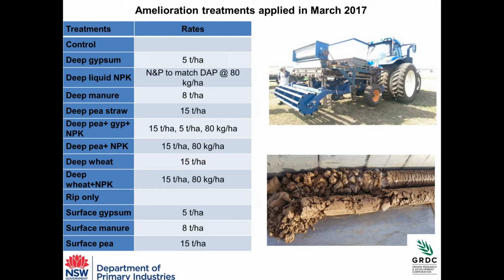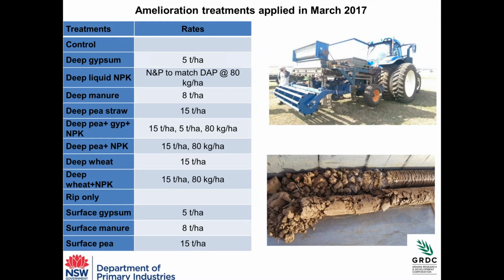So we have a dual depth delivery of amendments that could be organic amendments or gypsum or lime and liquid fertilizer, on their own or simultaneously. And we can achieve a depth of about 40 centimeters to place these amendments.